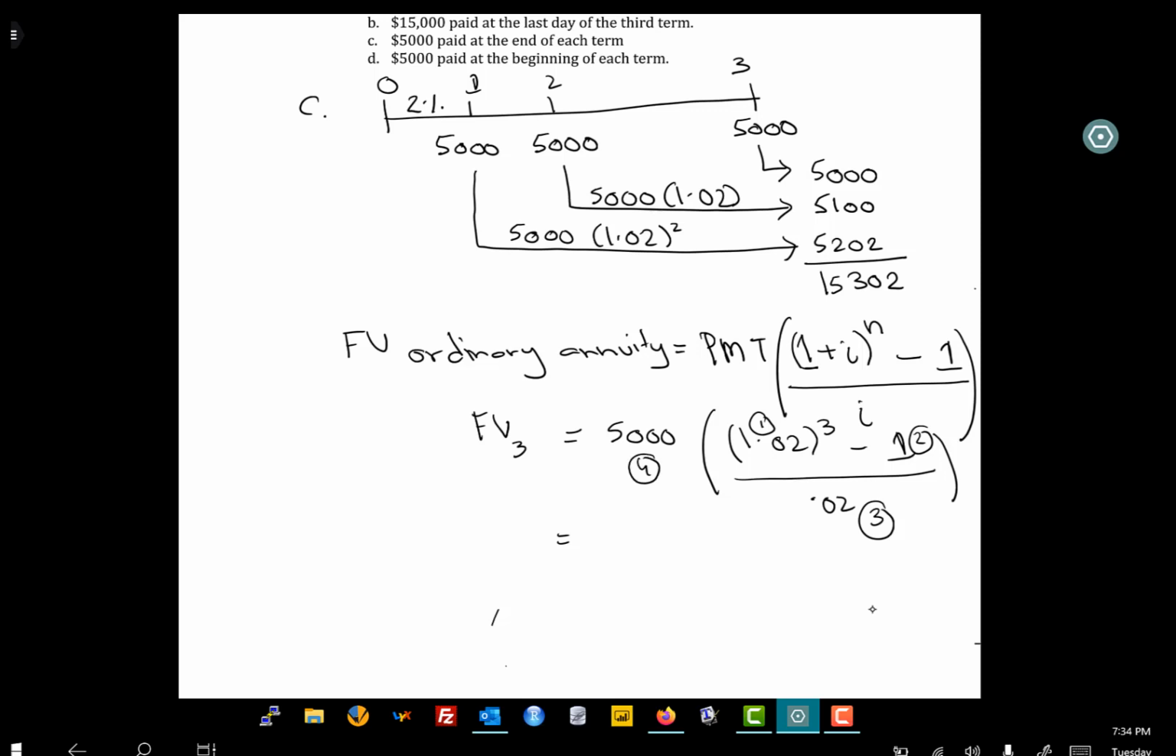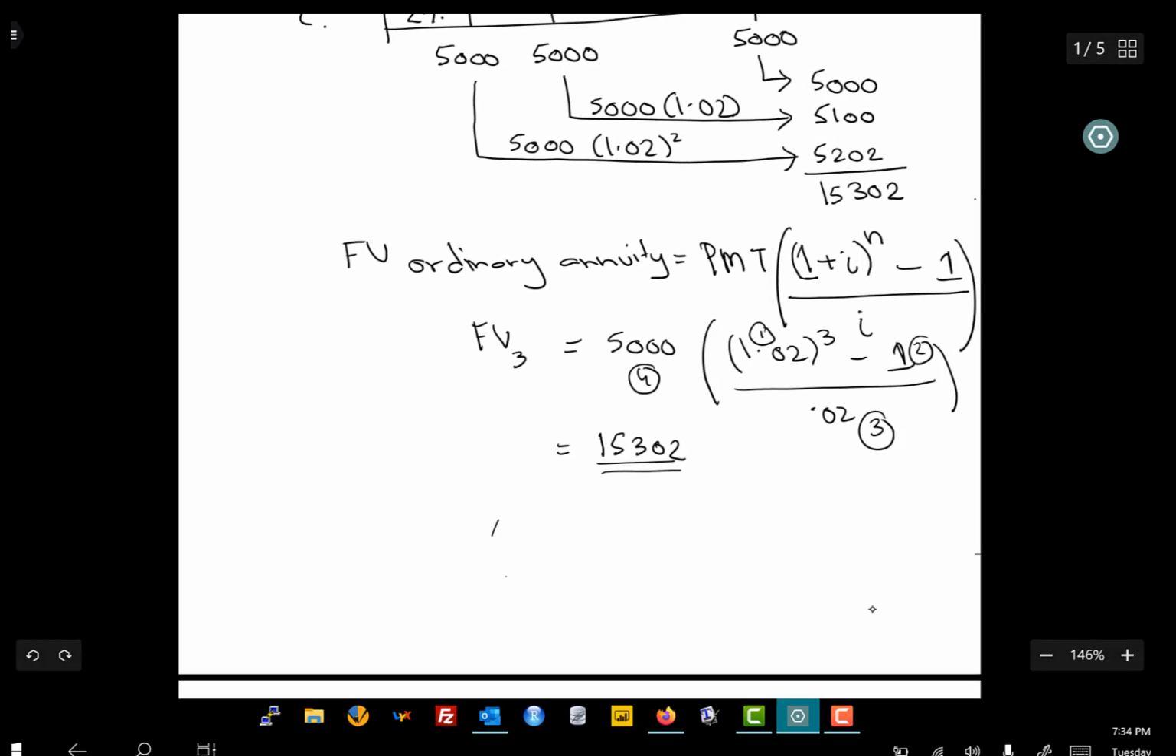So if you're solving for this, let's try it together. It's 1.02 to the power 3, so that's 1.061208, minus 1, and then divided by 0.02, so that leaves us with 3.0604, and then finally multiplying by 5,000 is equal to 15,302. So it's the same answer that we got here.